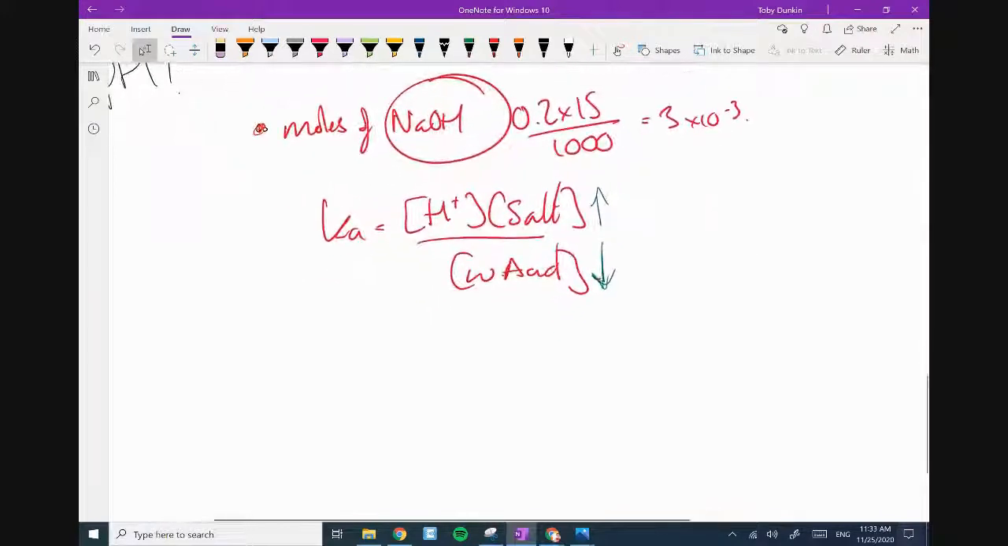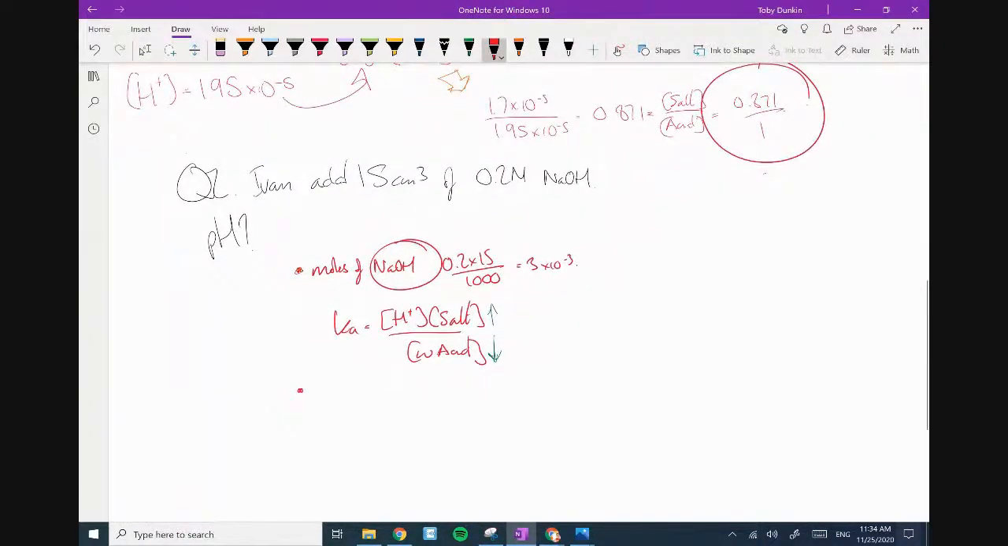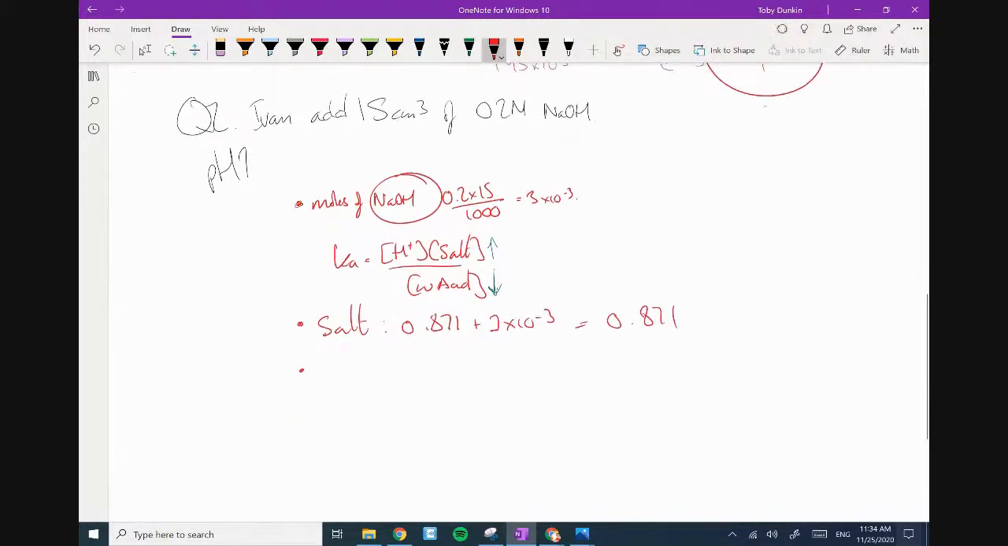I want to run it through just for fun. This might be complete garbage, guys. You can ignore me now at this point. You can all leave if you like. I don't care. So the salt is going to be moved up: 0.871 plus 3 times 10 to the minus 3. It's nothing, 0.871. And then we've got a change in volume. That's a nightmare. Okay, it'll give us a rough pH change.